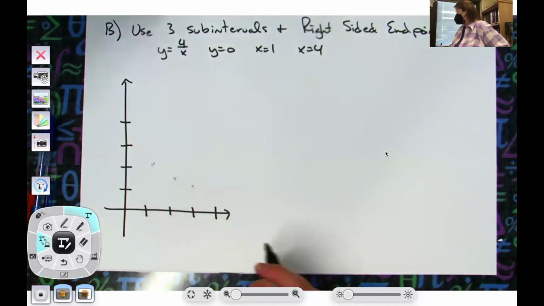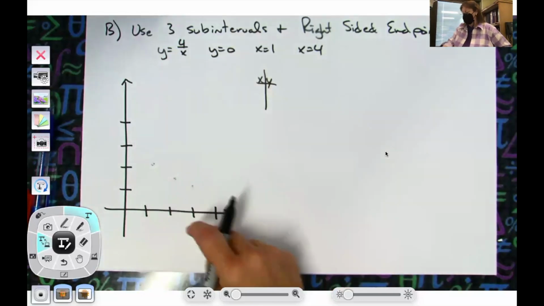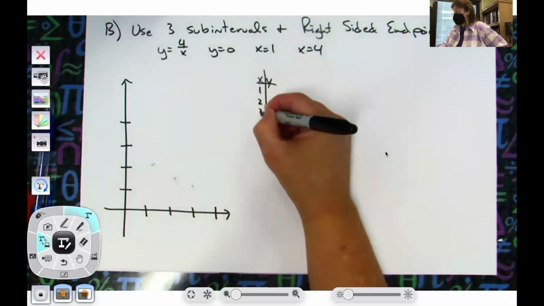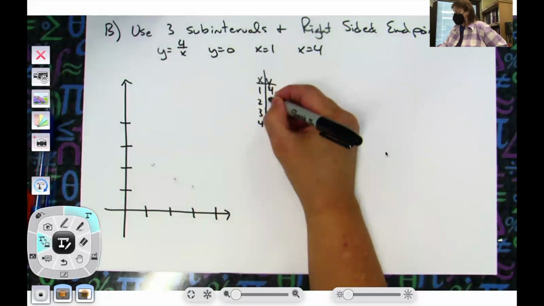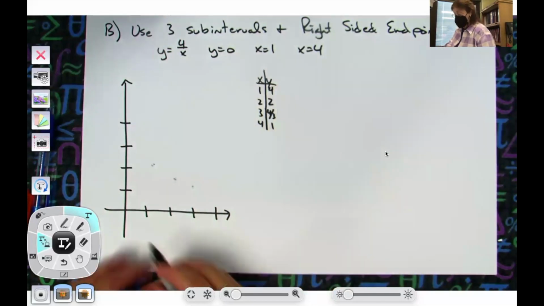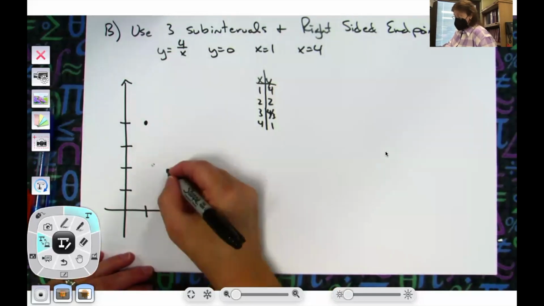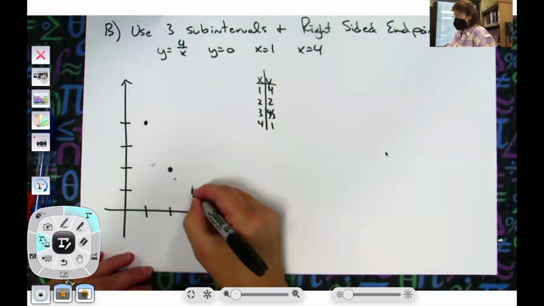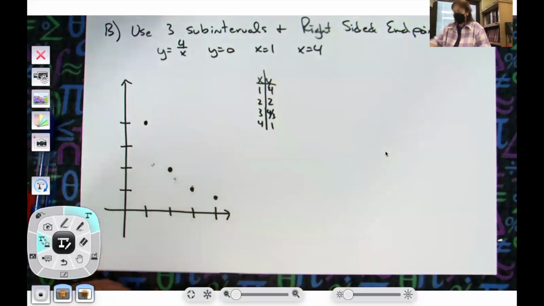All right, now we've already created that XY table and plotted the points because we want to know how accurate we are here. So let's do the 1, 2, 3, 4. That was from our previous picture. We had calculated that at 1, 4, at 2, 2, at 3, 4/3, and at 4, 1. Okay, just so you see where I'm getting those points. Then that was the curve.